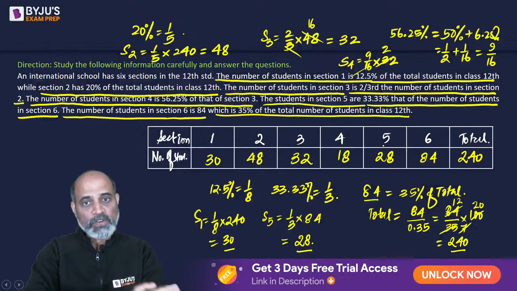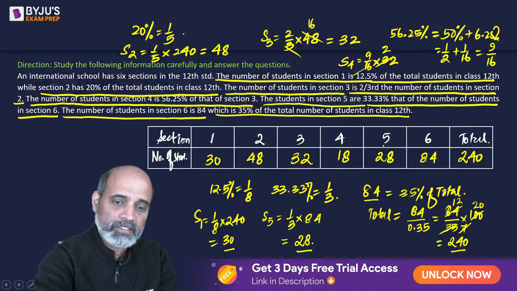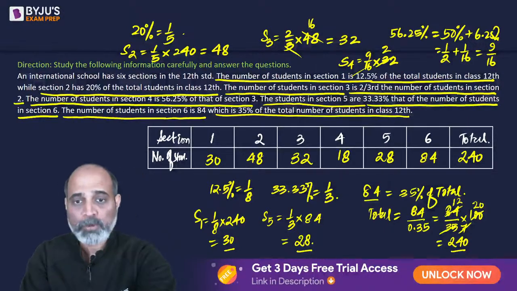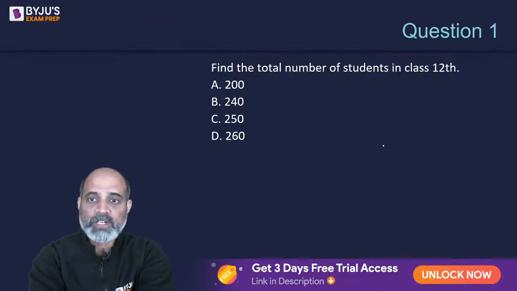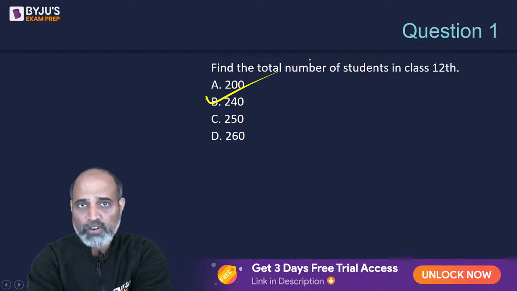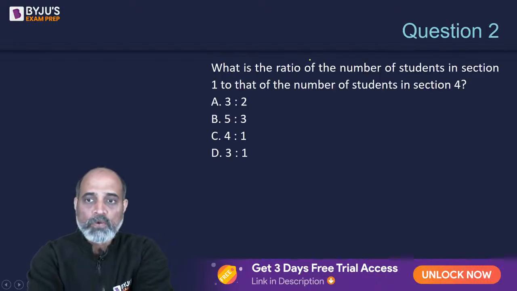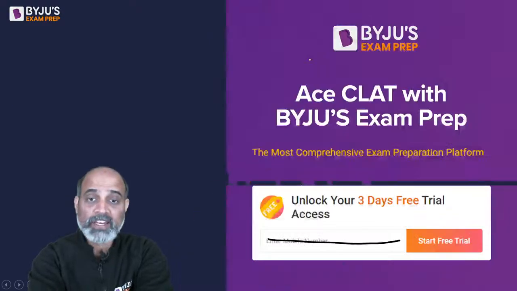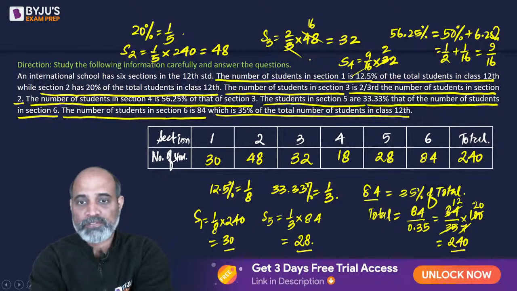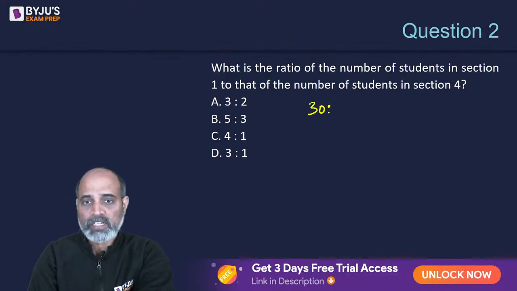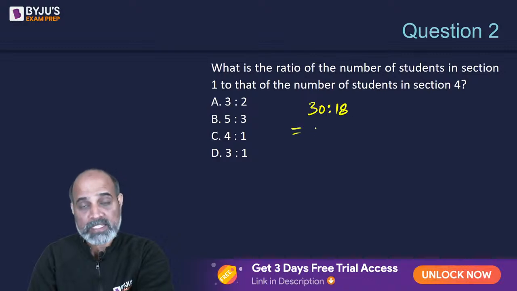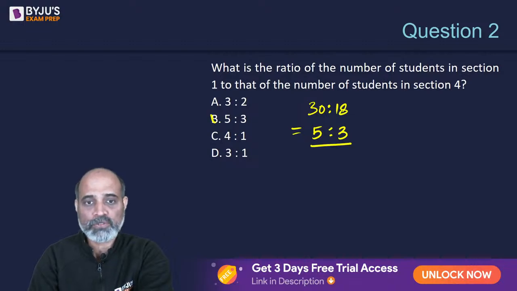Once we have figured out everything, we can go ahead and start choosing the appropriate options. Chalo. Find the total number of students in class 12. 240. Option B. What is the ratio of the number of students in section 1 to the number of students in section 4? So we need the ratio of 1 and 4. In 1 we have 30, in 4 we have 18. So it's going to be 30 is to 18. They both are divisible by 6. So 6 into 5 is 30 and 6 into 3 is 18. So 5 is to 3.